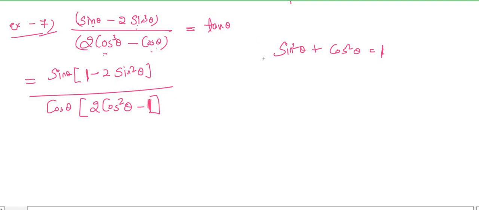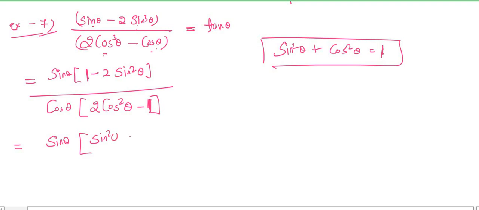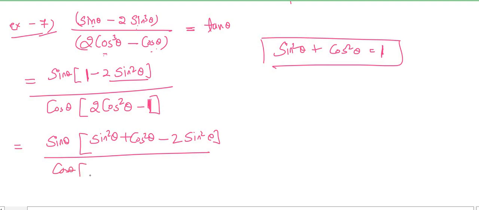Can I replace 1 by this? Okay, let's see क्या होता है. So sin theta 1 is sin square theta plus cos square theta, and this is -2 sin square theta. I copied. Now let's see cos theta. 2 cos square theta I will copy as it is, minus of 1. And what was 1? 1 was this. ठीक है, तो हम 1 लिखेंगे sin square theta plus cos square theta.